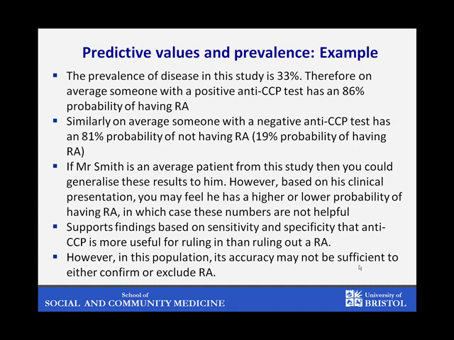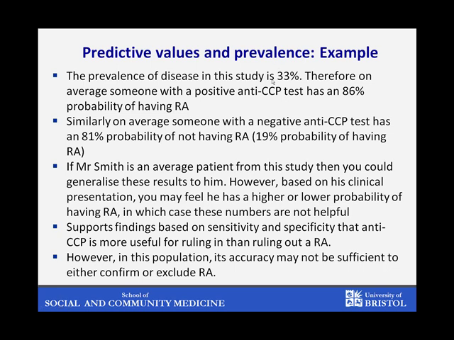So where do we go from this? Well, you might at first think that because the PPV and NPV are fairly similar in magnitude, 86% and 81%, they're both equally good. But in fact, that would be misleading. What you have to remember is in this study, the prevalence of the disease was 33%.